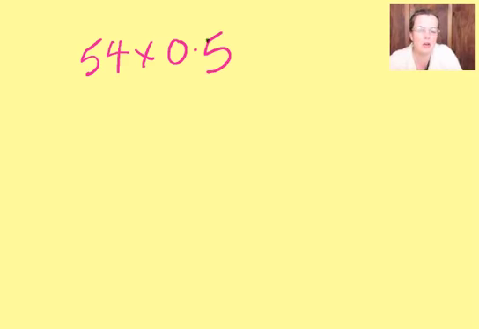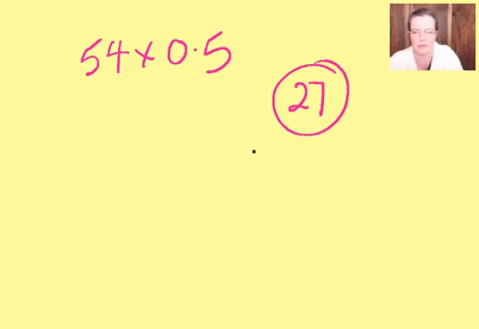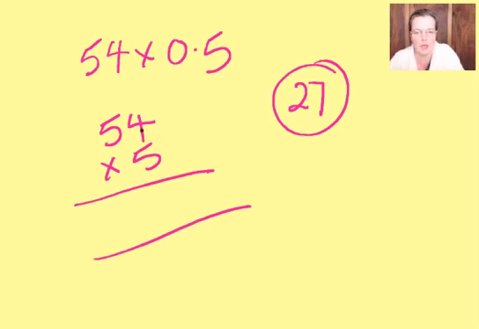Number 2, we have 54 times 0.5. Well, that means a half of 54, doesn't it? So automatically common sense, always employ common sense, tells us it's 27. But let's do it maths-wise, shall we? 54 times 5. Remember, we're ignoring the decimals and everything to do with it. 5 times 4 is 20. 5 times 5 is 25. And 2 is 27. There's our 27.